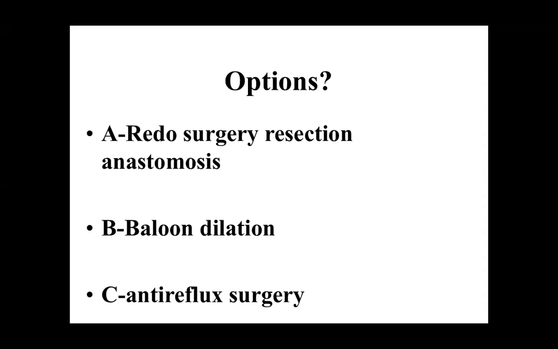Okay. Here, the best option is to perform balloon dilation. It's true that in a few cases, anti-reflux surgery can be useful, but with the medical treatment, it should be okay. But sometimes in refractory cases of anastomotic stenosis, we will need to perform anti-reflux surgery. But in the majority of the cases, balloon dilation should be sufficient.